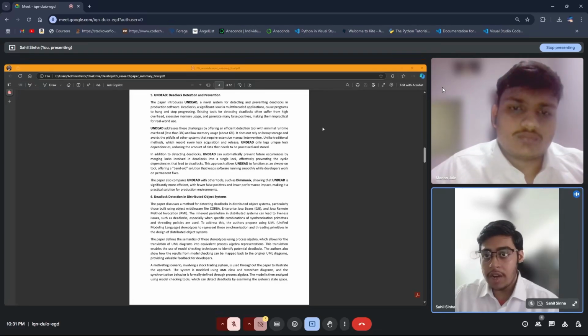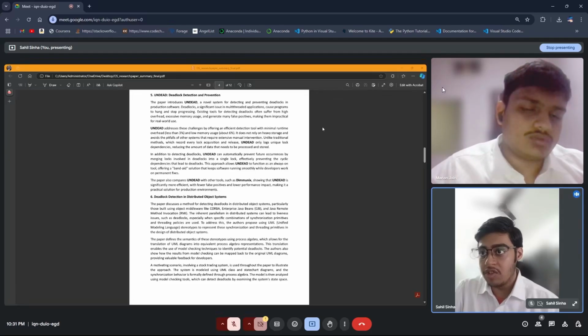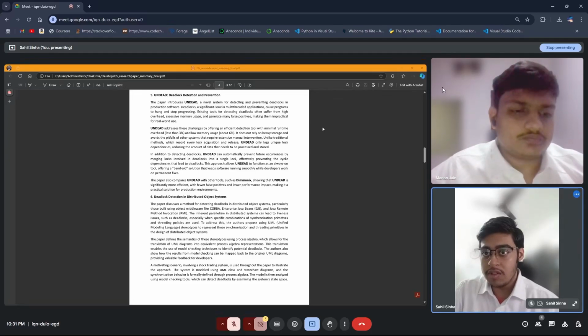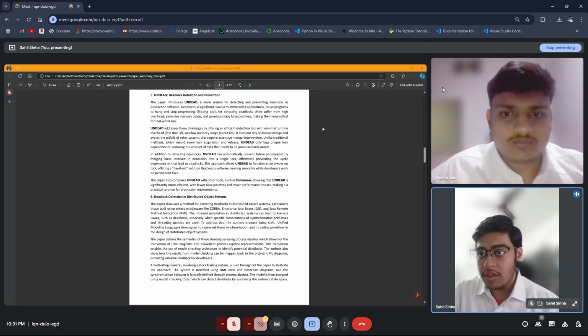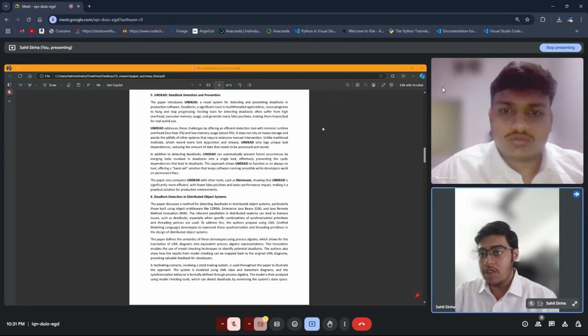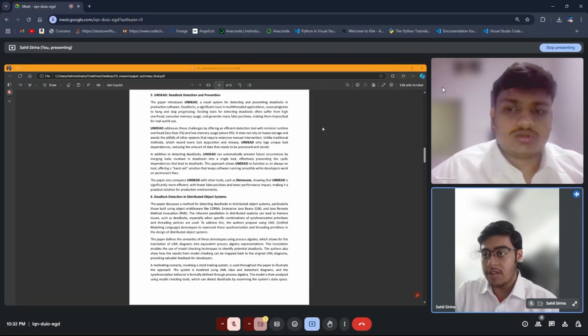So the problem that it focuses on includes liveness issues such as deadlocks, which arise in distributed systems due to parallelism, synchronization primitives, and threading policies. The approach leverages UML stereotypes to model synchronization and threading primitives in distributed object system designs. Formal representation includes UML diagrams that are translated into process algebraic representations, enabling formal analysis of system behavior.